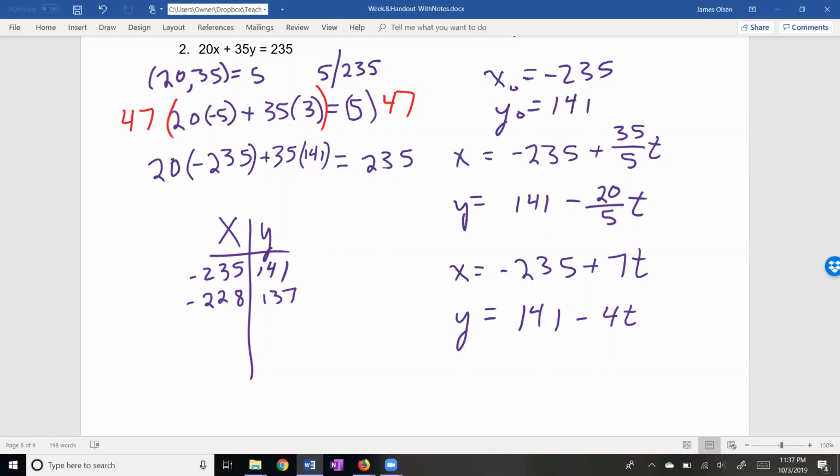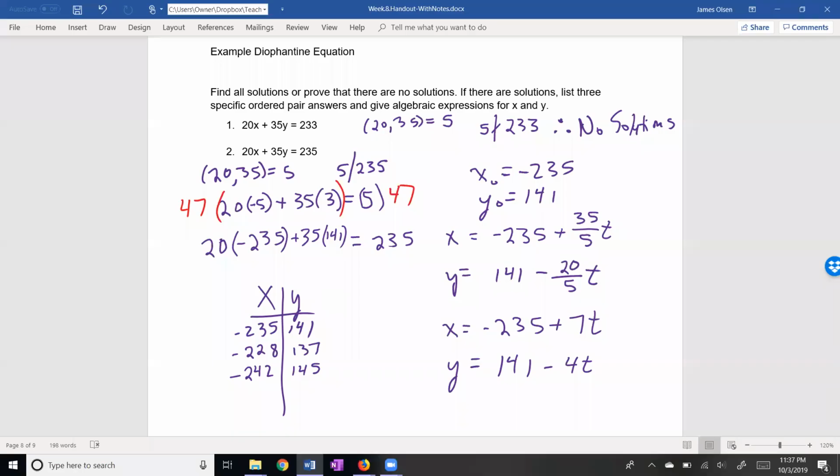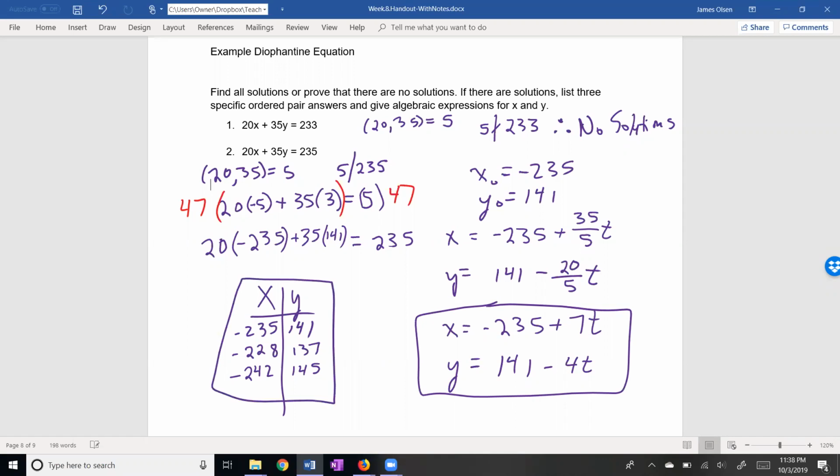Let's use maybe t equals negative 1. T equals negative 1. I get negative 235 minus 7, which is negative 242. And 141 plus 4 is 145. Now, this would answer our question. Let's see what our question was. Our question was to list 3 specific ordered pairs and algebraic expressions. Here are the algebraic expressions, and here are the specific ordered pairs.